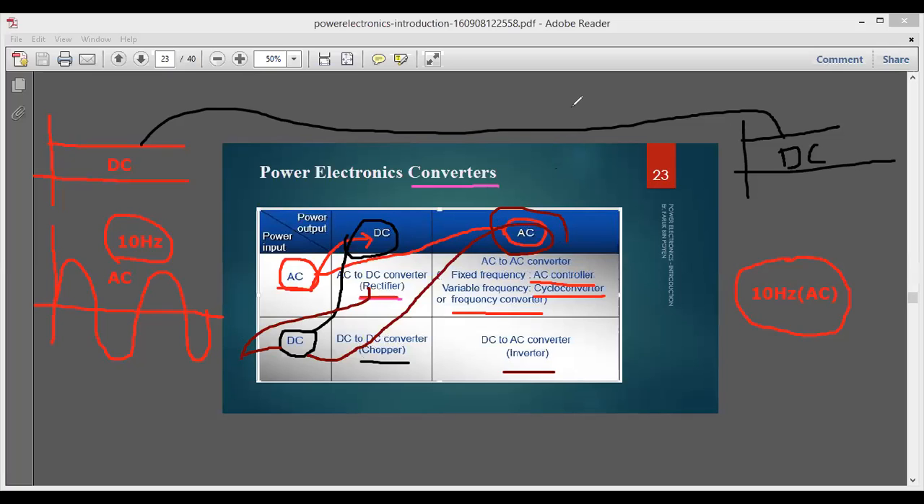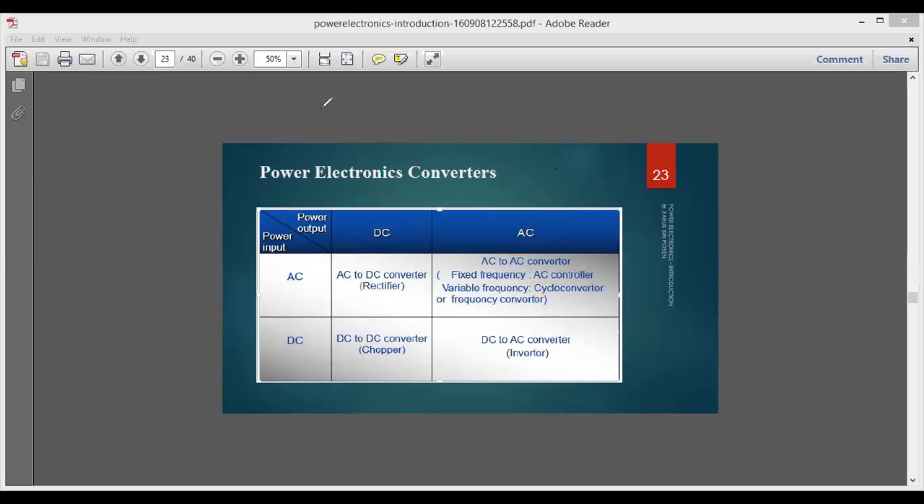Therefore, there are a total of 4 scenarios which we come across here. The first is AC to DC, the name of the device is rectifier. AC to AC, the name of the device is cycloconverter. The next is DC to DC, the name of the device is chopper, and from DC to AC, the name of the device is inverter. So these are the 4 basic power electronic converters which we will study in detail. But now this is a brief summary of the power electronic converters.